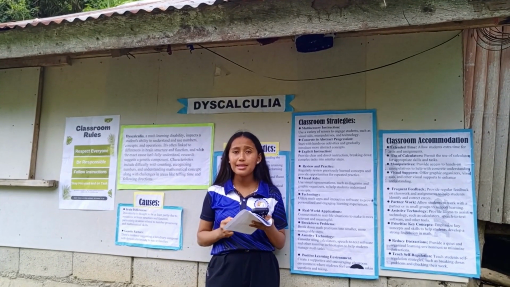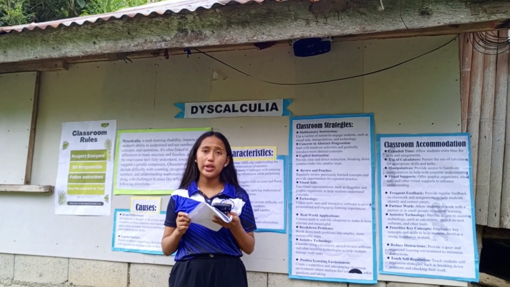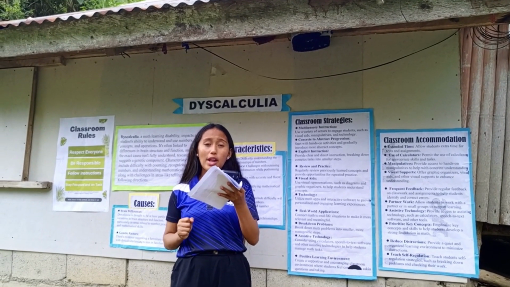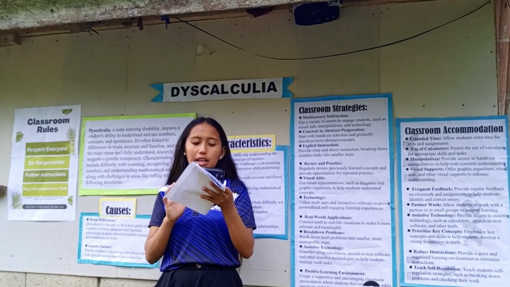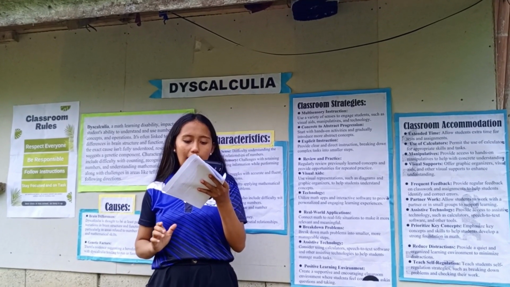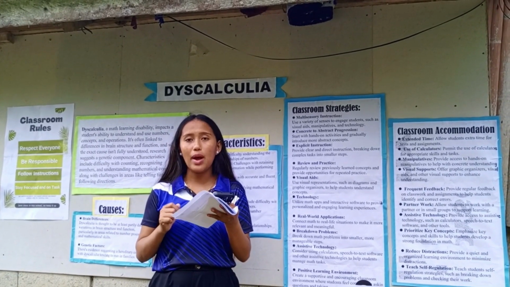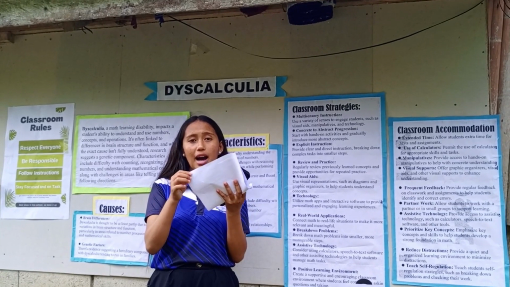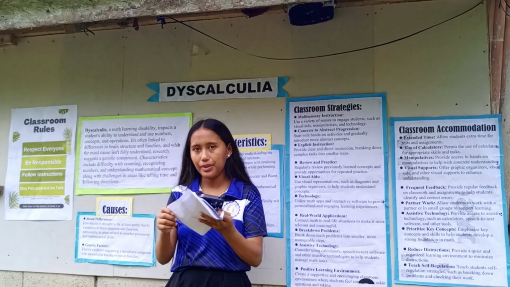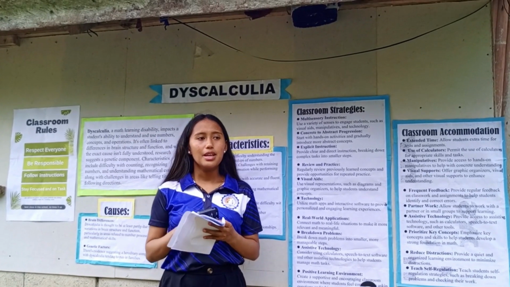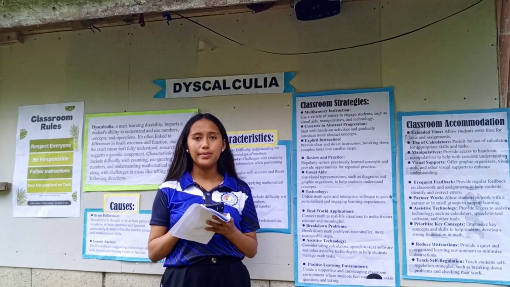So at this moment, let's have an individual activity. So let me first read the instruction, class. So the instruction is get one whole sheet of paper, compose a poem related to the topic. You are given 5 minutes to do the activity. So this will be the rubric for the poem writing. So I will be giving you a rubric. Then after, you may start your activity. So are you done, class? Okay, so pass your paper now.